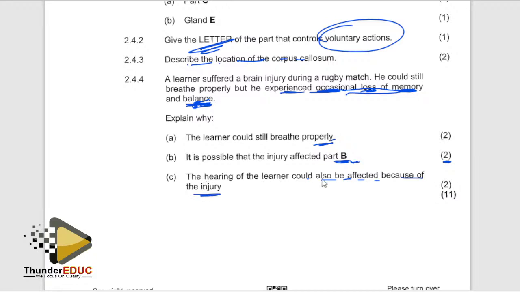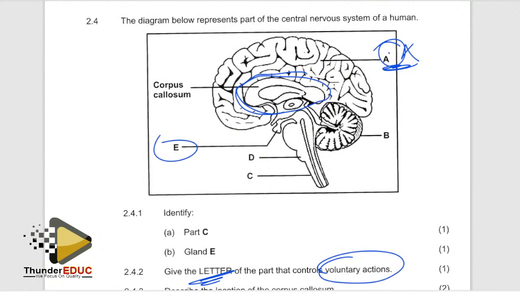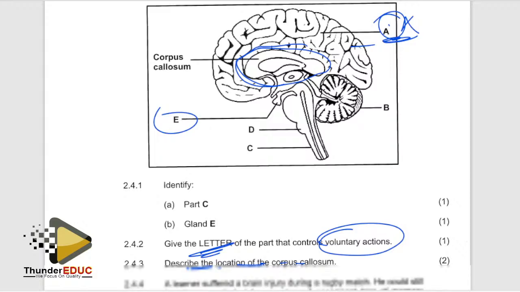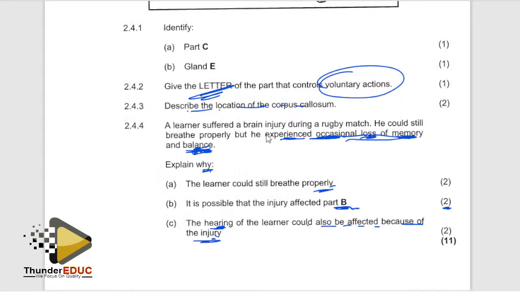Hearing of the learner could also be affected because of the injury. Explain why the hearing could also be affected. Why? Because hearing is a sensation, and then it shows that the cerebrum was affected. How do we know that? Because they say that there is occasional loss of memory. So now this time we talk about experiencing occasional loss of memory.